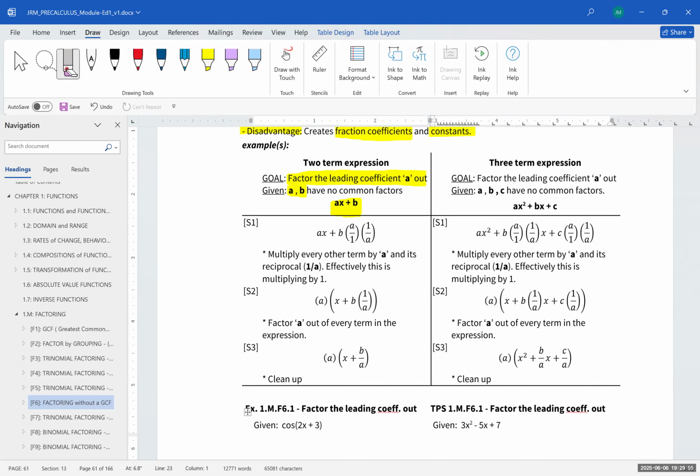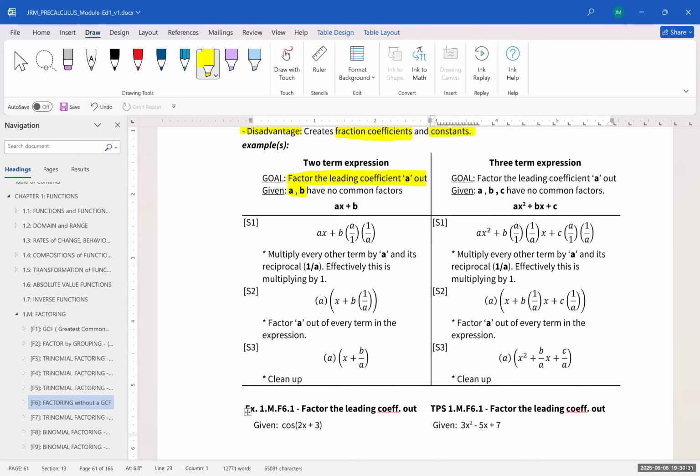So what you do is you take this b term and you multiply it by a over 1 and its reciprocal 1 over a, right? Because the product of these two is going to be 1. The a's will cancel and you're left with just 1. So multiply every other term by a and its reciprocal. Effectively, this is multiplying by 1.